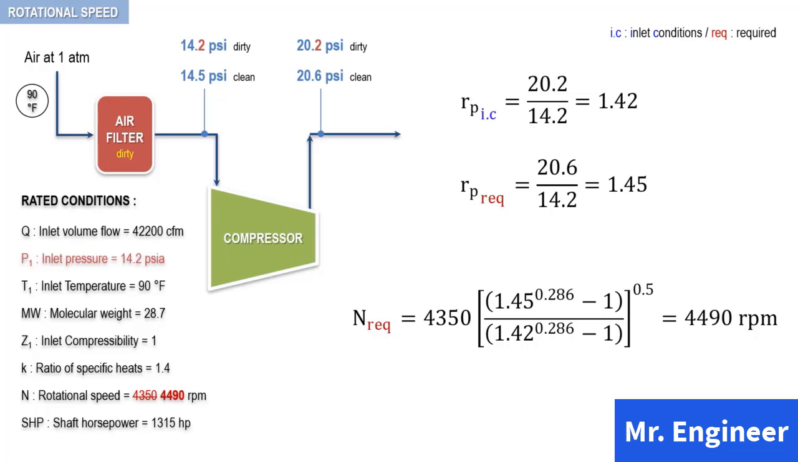So, the required speed or the needed speed to raise the discharge pressure to the rated value of 20.6 psi at rated inlet volume conditions is equal to 4,490 rpm. Notice here that we need to increase the speed from 4,350, which is the rated speed, to 4,490 rpm to accomplish the same discharge pressure.